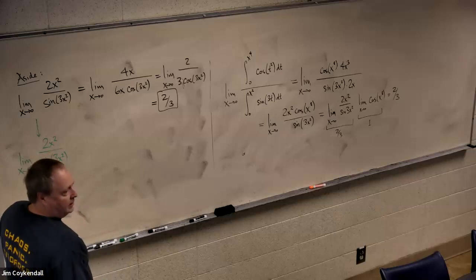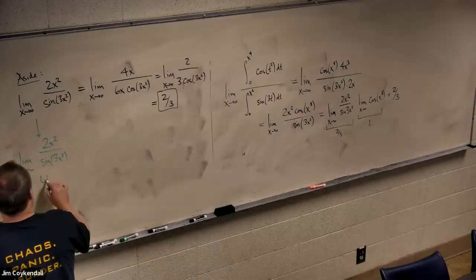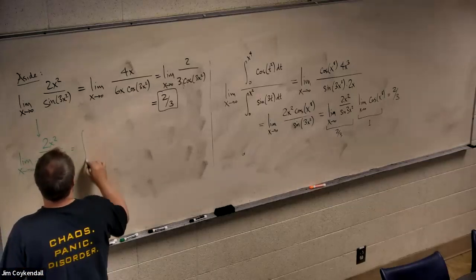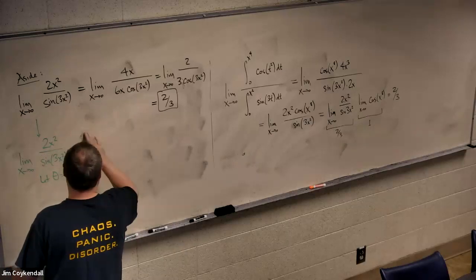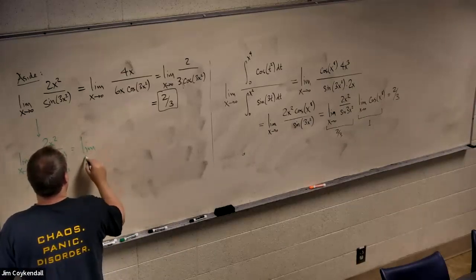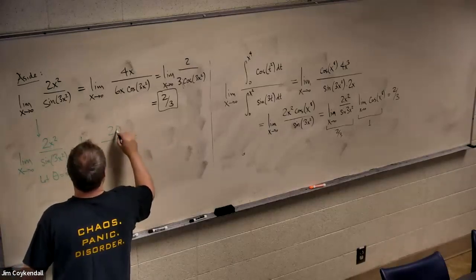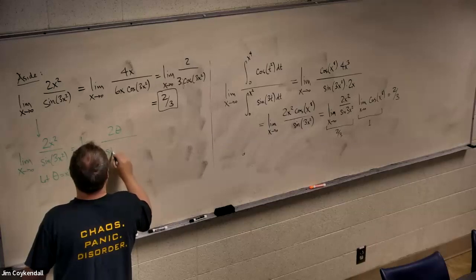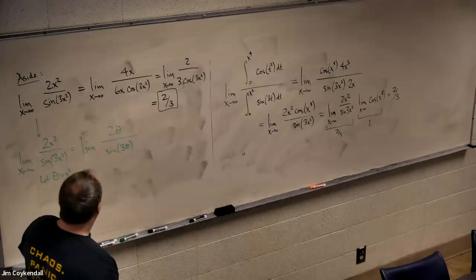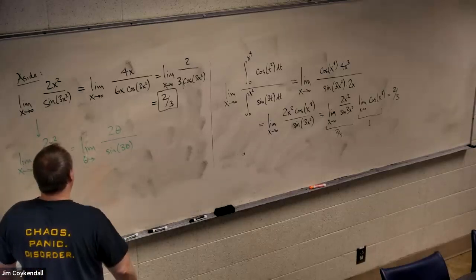What do you have in common with the square? So let theta equal x squared. This is the limit of 2 theta over sine theta. Great. And now we don't have an x anymore, so theta is.